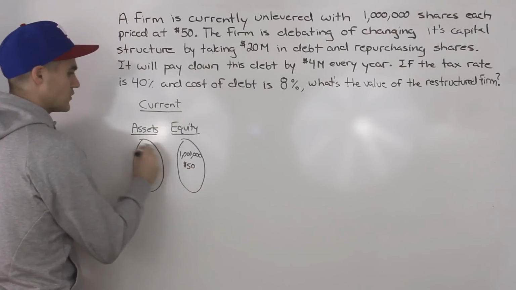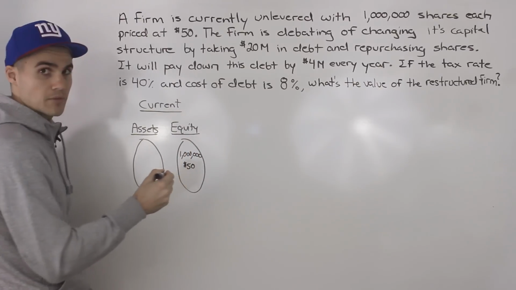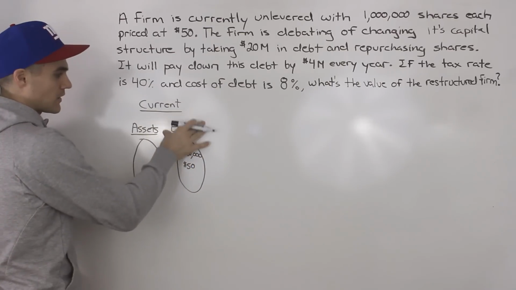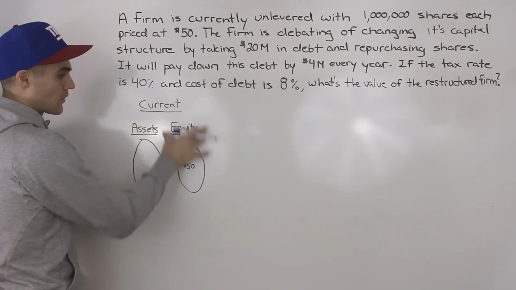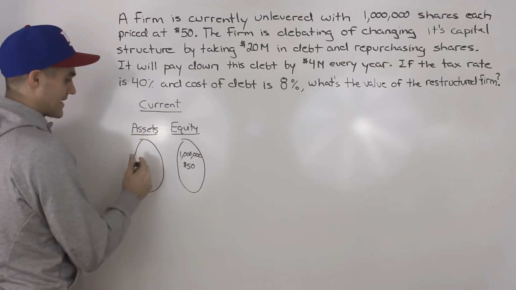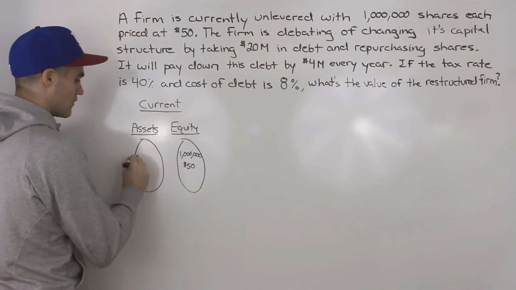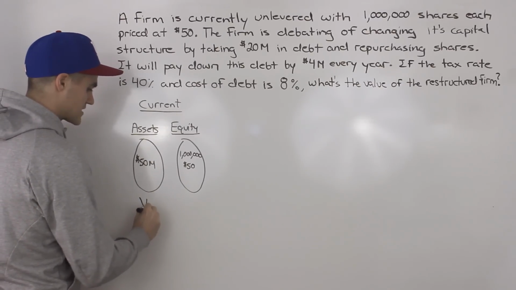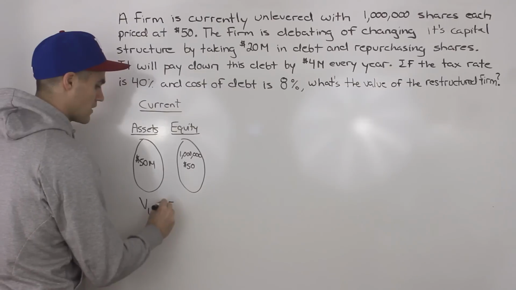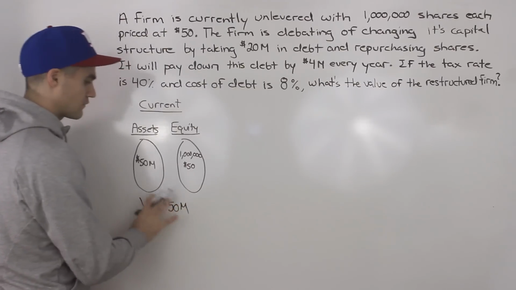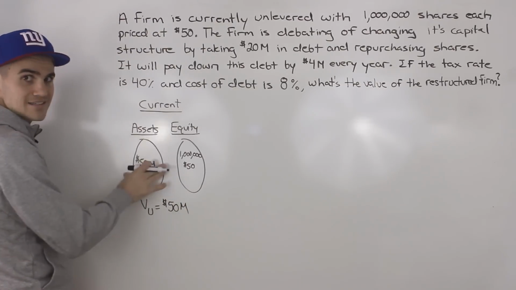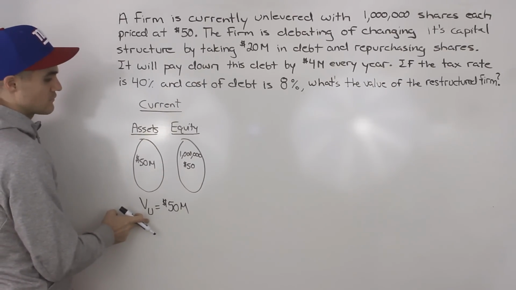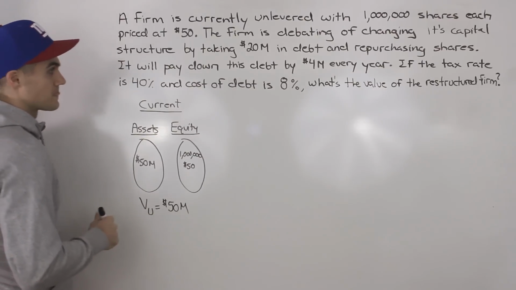Well, that means that the value of the equity is 50 times 1 million, which is 50 million. And because it's unlevered, the right side is made up of all equity. That means the assets have to be worth 50 million as well, which means that this unlevered firm has a value of $50 million. The value of any firm always is just the value of the assets on the left side. So the value of this unlevered firm is $50 million.